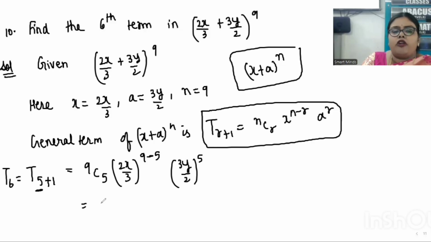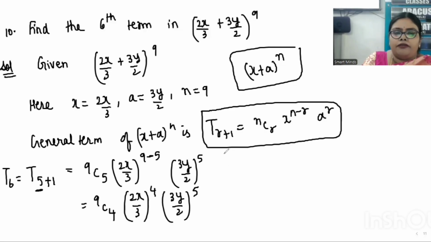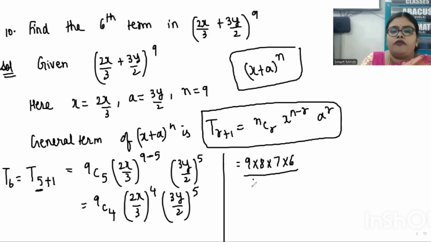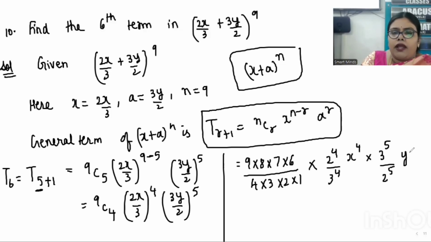Now 9C5 can also be written as 9C4 because nCr is nC(n minus r). This is (2x by 3) whole power 4 into (3y by 2) whole power 5. So that is 9C4. How to simplify? 9 into 8 into 7 into 6 by 4 factorial, which is 4 into 3 into 2 into 1, into 2 power 4 by 3 power 4, x power 4, into 3 power 5 by 2 power 5, y power 5.